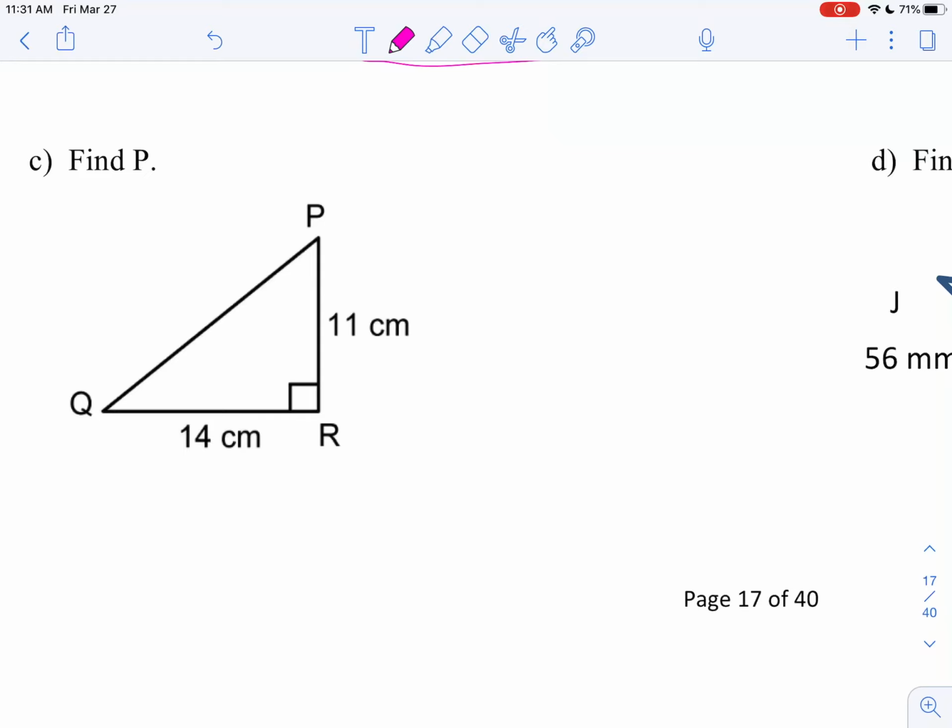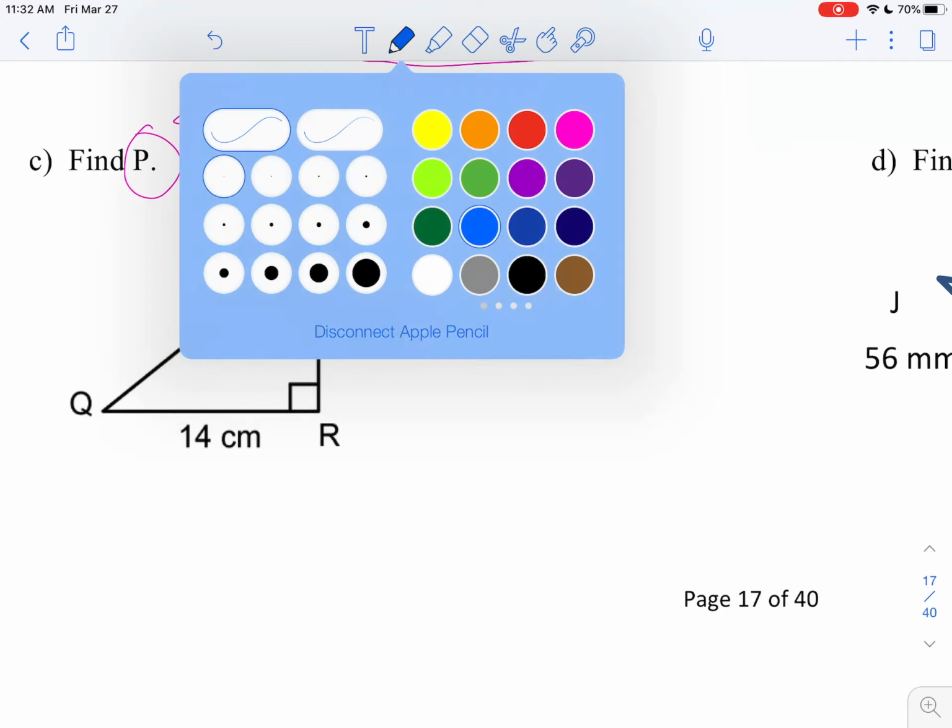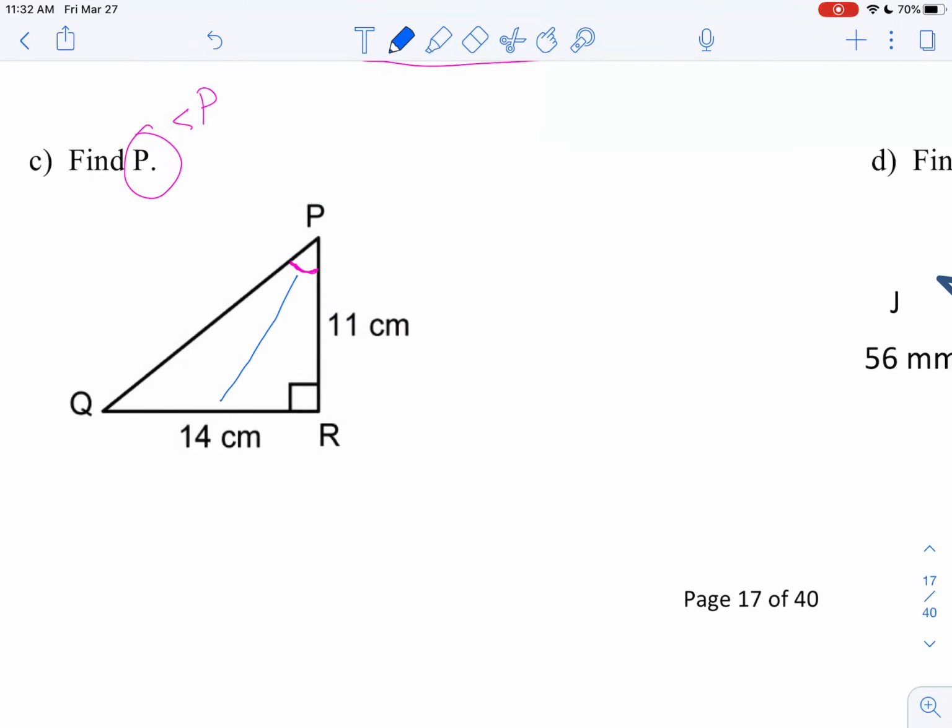C. Find P. We should have angle P here, technically speaking. So first thing I'm going to do is label my angle. So P is up there on the top right. So opposite, I'm getting kind of bored of this hot pink. I think I can switch over to blue. P is that angle on the top right. So opposite P is 14 centimeters. So tan of angle P is equal to opposite. Opposite is 14 divided by adjacent. Adjacent is the only other side that's not the hypotenuse.